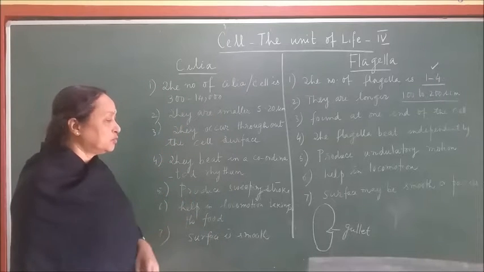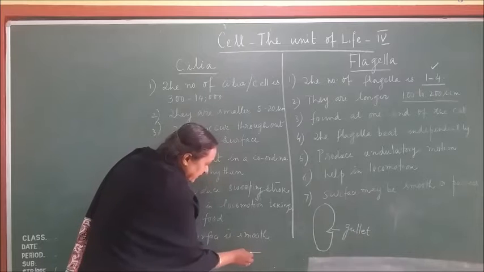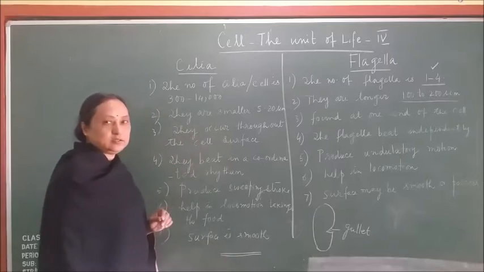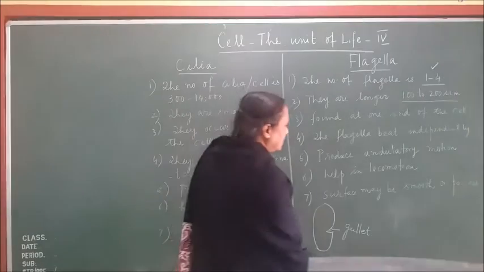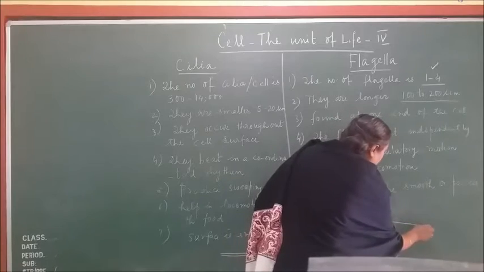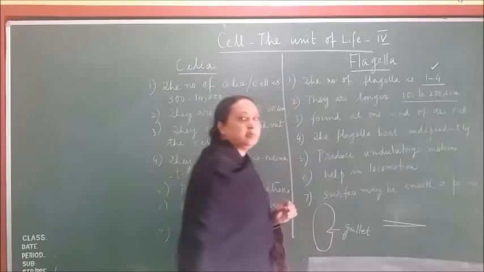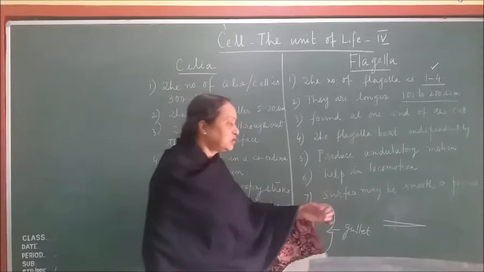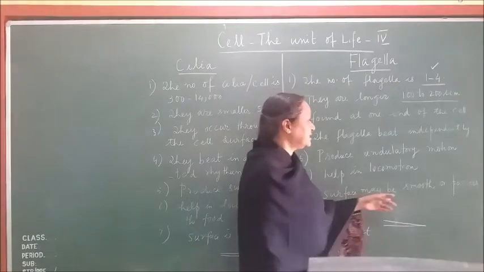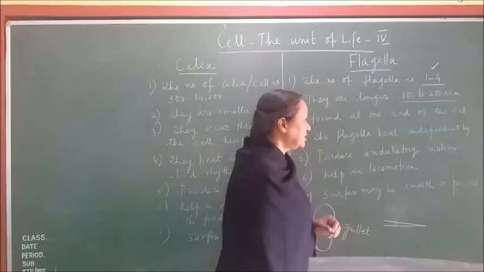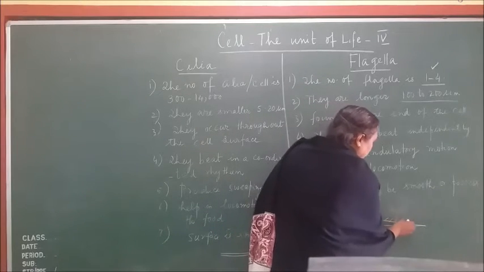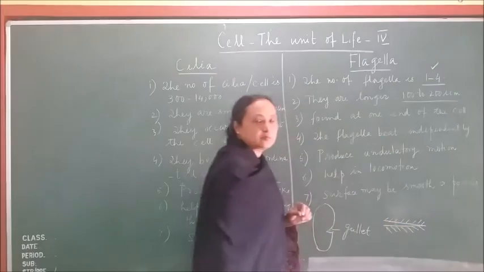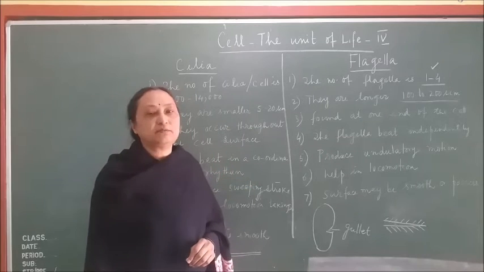And cilia are smooth, because the diameter is less than that of flagella, and you can see the diameter runs parallel. Whereas in flagella, the base is broad and the apex is narrow. Here the surface is smooth, but in flagella both are possible. Either the flagellum has a smooth surface, or sometimes small bristle-like structures are present, and these bristles are called flimmers. So these are all the differences between cilia and flagella.